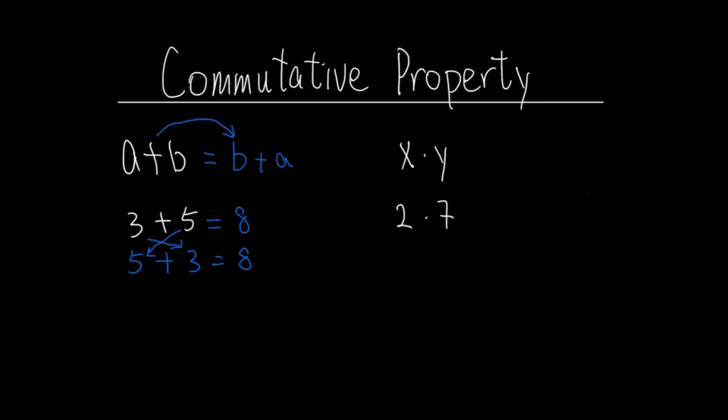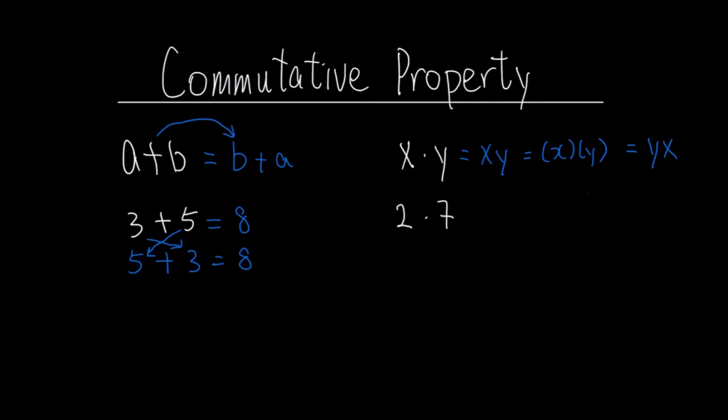This is going to work for addition, and it is going to also work for multiplication. So when we have x times y, which we also can write as xy or as x·y, these are all different ways to write multiplication. x times y is going to be equal to y times x. It doesn't matter which order we multiply them together, and the product is still going to be the same.